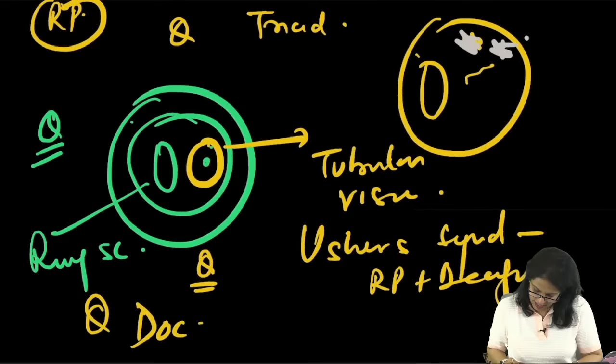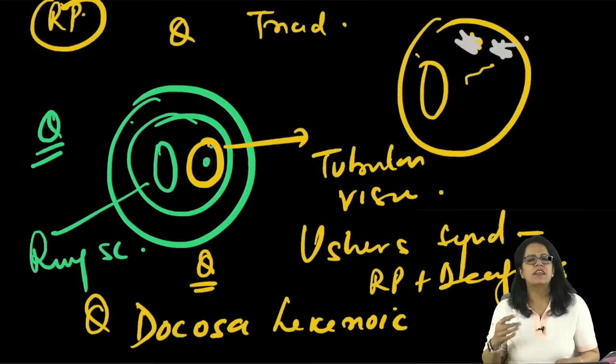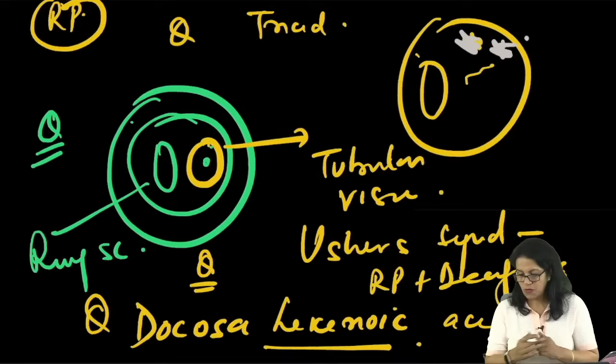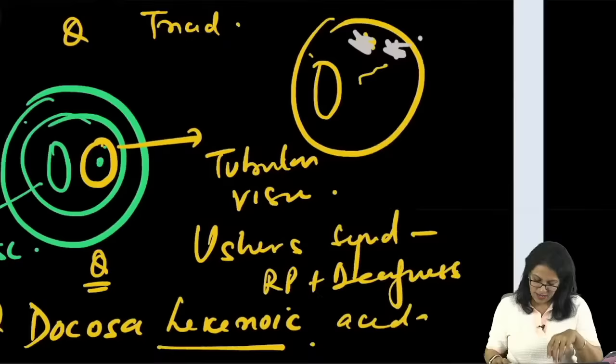Okay. Docosahexaenoic acid. So we don't have any definite treatment. These are the things we have in hand. Acid is given to slow the progress. Okay. Done. Okay. We come to the next.